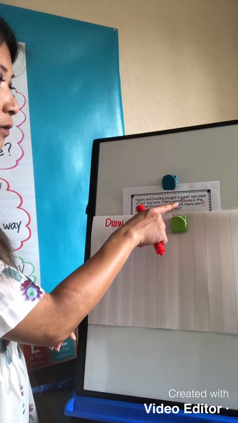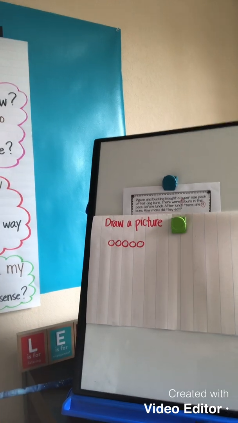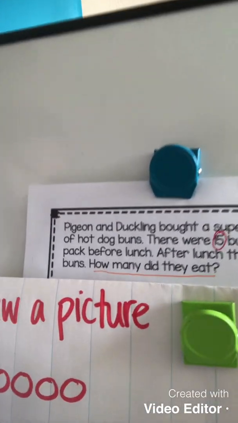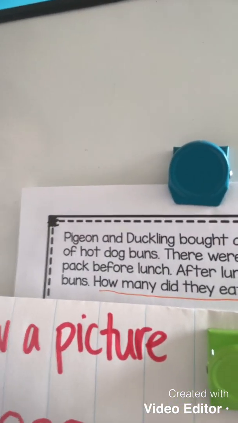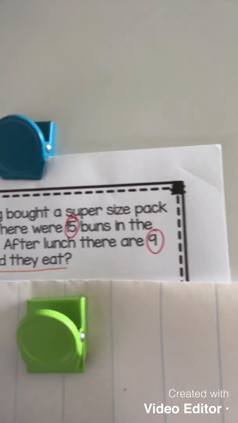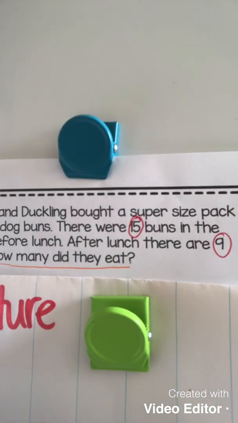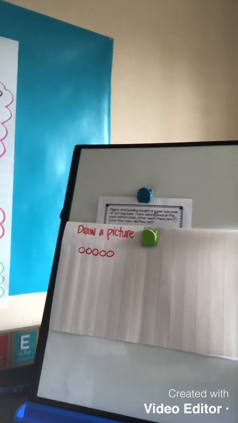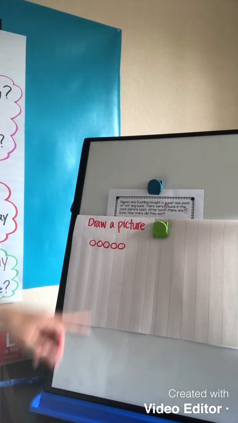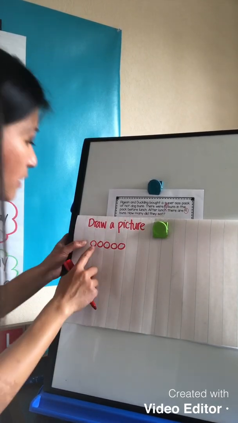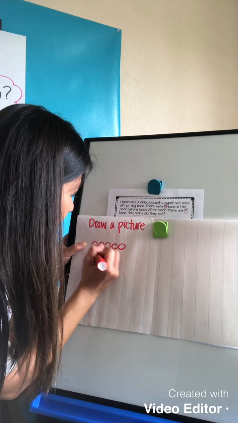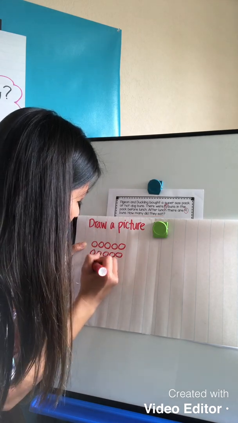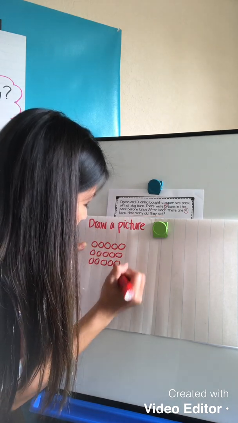So I've circled my numbers, 15 and 9, and I've underlined my question or what I'm trying to solve for. How many did they eat? Okay, so I'm going to use the strategy of drawing a picture to help me solve this. Okay, so I'm going to draw my 15 buns. 1, 2, 3, 4, 5, 6, 7, 8, 9, 10, 11, 12, 13, 14, and 15.